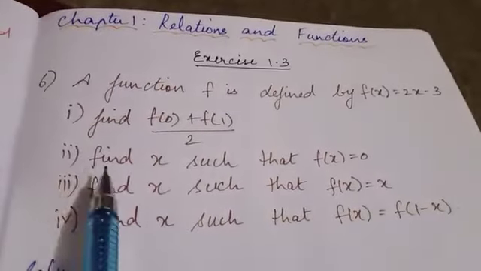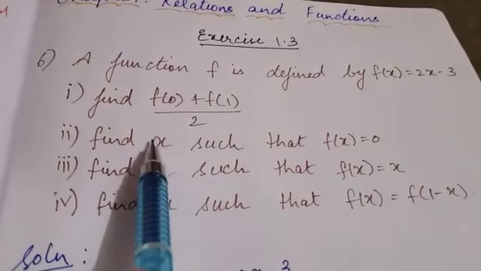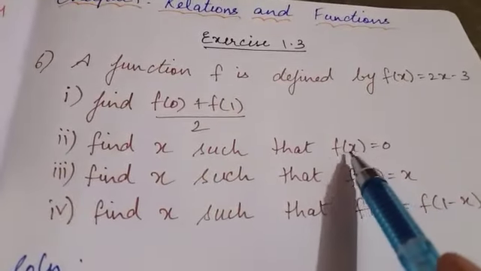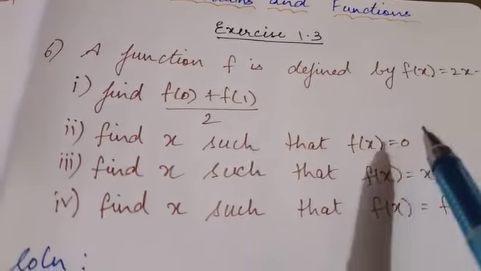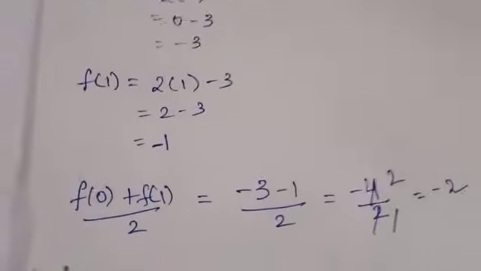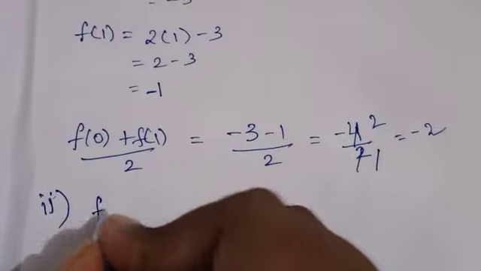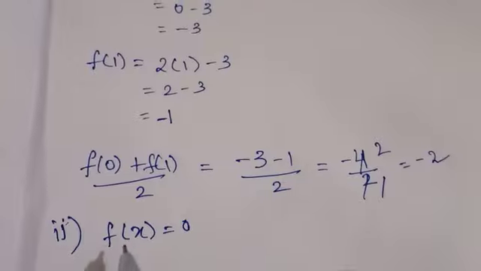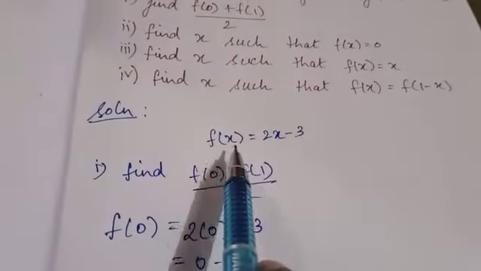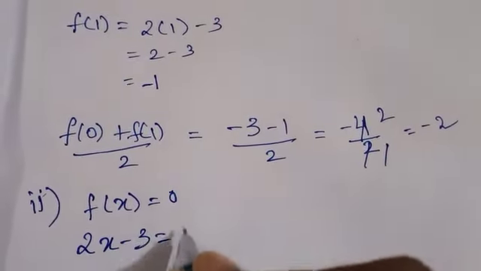So what is the second subdivision? Find x such that f of x is equal to 0. So what we have to find? x. So we have to find this x such that f of x is equal to 0. So here second subdivision, f of x is equal to 0. So what is f of x? What is f of x given in the question? f of x is equal to 2x minus 3. So in the place of f of x, I am writing 2x minus 3 is equal to 0.